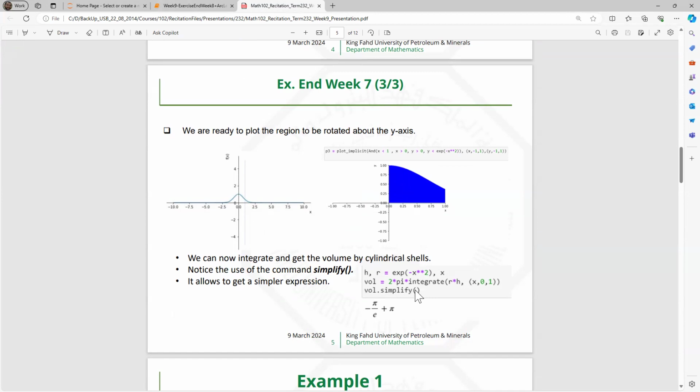And remember, the formula for the volume would be 2 pi times the integral on the boundary on x of r times h, the integral of r times h. And the integration is with respect to x here, even though we are rotating with respect to the vertical axis, which is the y-axis, because we are using the cylindrical shells method.